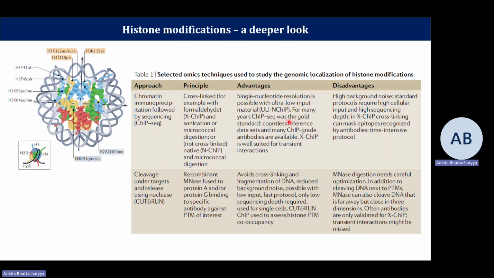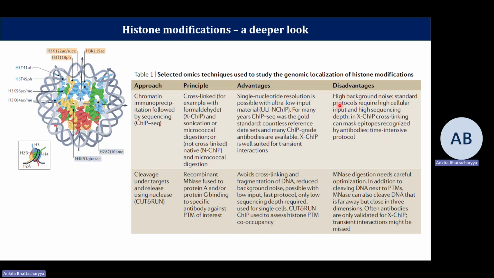For many years, ChIP-seq was the gold standard. Countless reference data sets, many ChIP-grade antibodies are available. X-ChIP, which is the cross-linked ChIP, is well suited for transient interactions. So depending upon your objective, you can use this technique to your advantage.